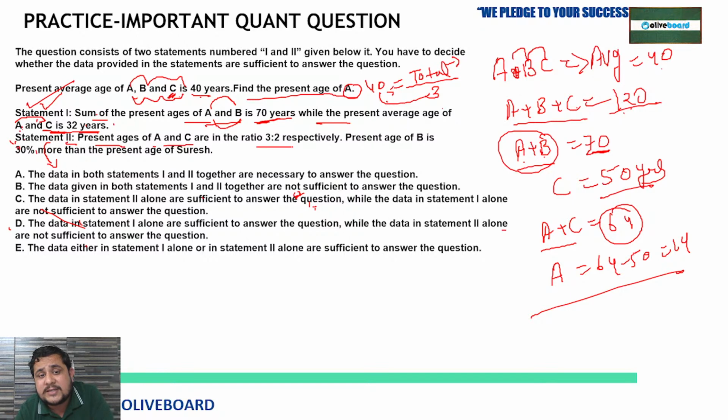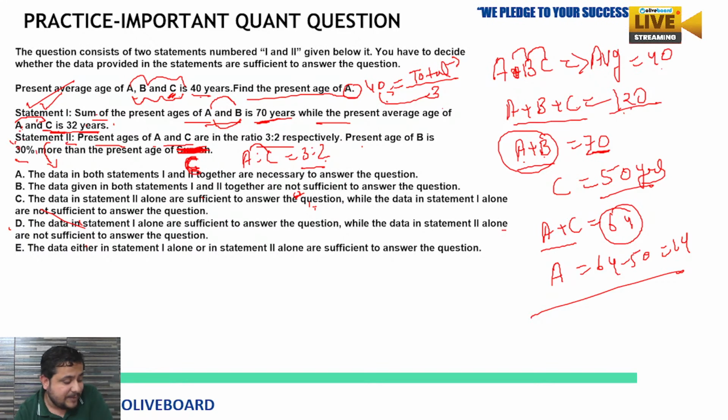Now, if we look at statement 2: the present ages of A and C are in the ratio 3:2. Here I am not going to solve anything. I am just going to tell you how you have to approach it in the exam. The present ages of A and C are in the ratio A is to C, 3 is to 2. And the present age of B is 30% more than the present age of C. Clear?